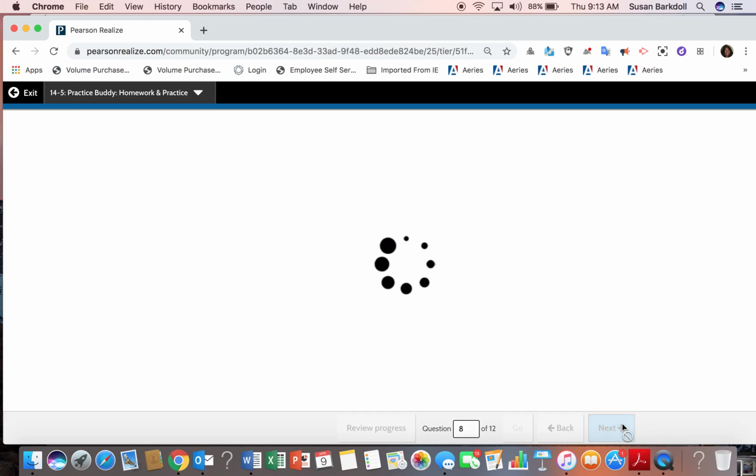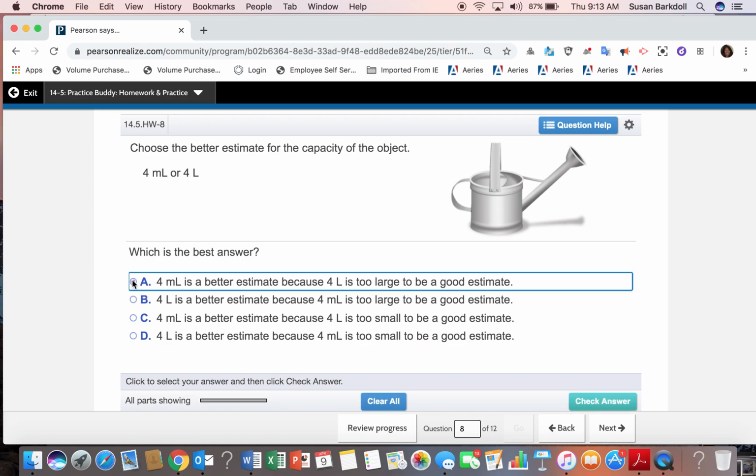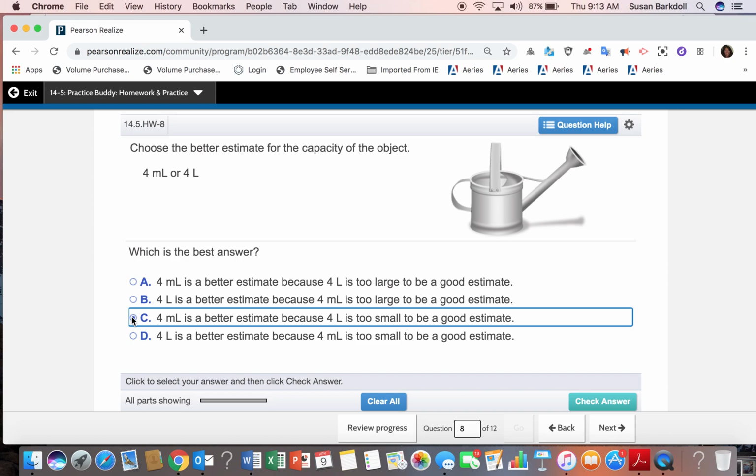Go to the next question. What is a better capacity? 4 milliliters? 4 liters? Okay, so I'm looking at, and that does not look like 4 medicine droppers. That looks just way too big to fill it up. So I'm going to say 4 liters is the best. So that eliminates A and C. A is not a good answer because 4 milliliters is too small. And C is not an answer because 4 milliliters.